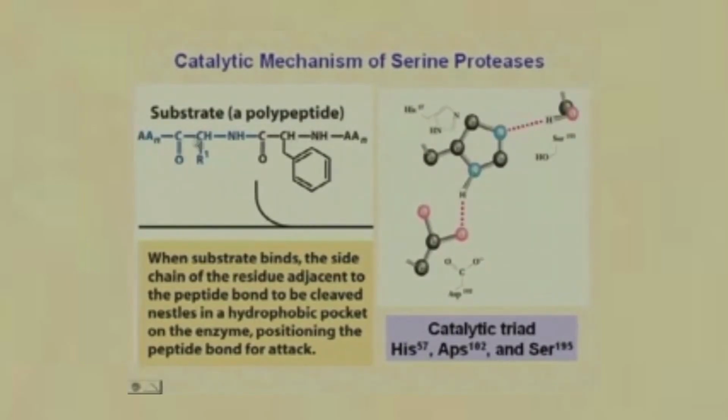What is the substrate? The substrate is a polypeptide chain. It's nothing but a polypeptide chain, and the protease, in this case a serine protease, is going to cleave a peptide bond. Which bond is it going to cleave? It is going to cleave this particular bond, because this is at the carboxylate side of the hydrophobic residue. Is that clear?